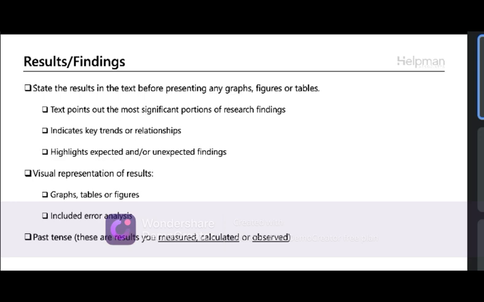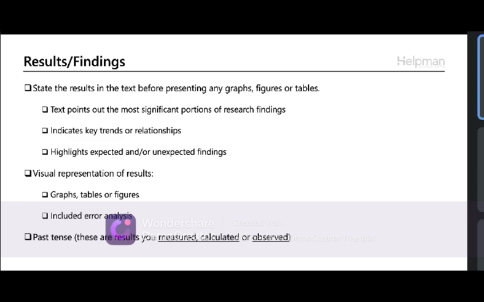Text points out the most significant portions of it. You cannot discuss everything inside the table or everything inside the graph. The most significant portions of it is what you're just supposed to discuss, and then the table will speak for itself. You will indicate the trends or relationships. You highlight expected or unexpected findings. In a lot of cases, people see things visually a lot more now than before, and there is an emphasis on visual presentation of evidence.